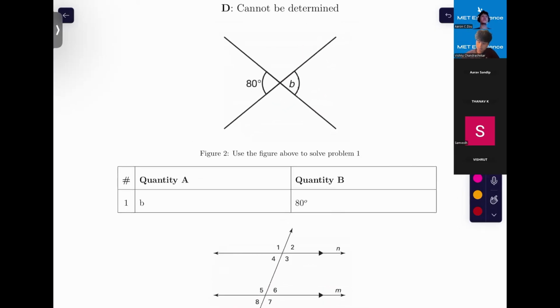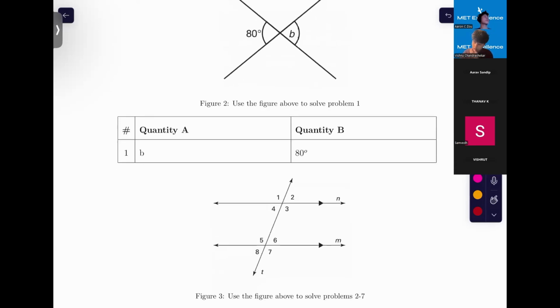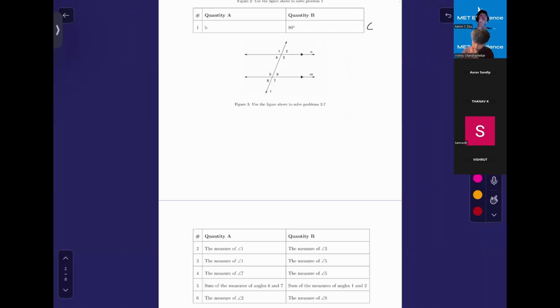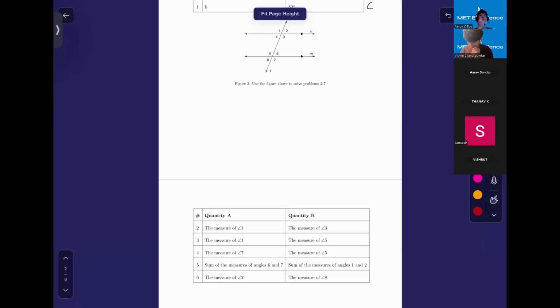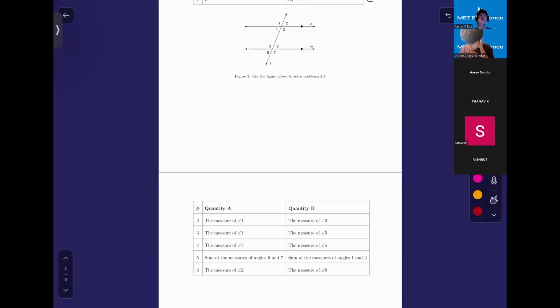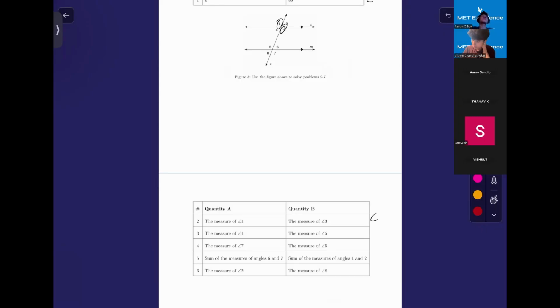So for question number one, since this is a vertical angle, like Tanaf said, B here would be 80 degrees, and so this would be equal. This one's kind of long. This one's on 2 pages. The measure of angle one and the measure of angle three are also vertical angles, so this would be C. The measure of angle one and the measure of angle five.